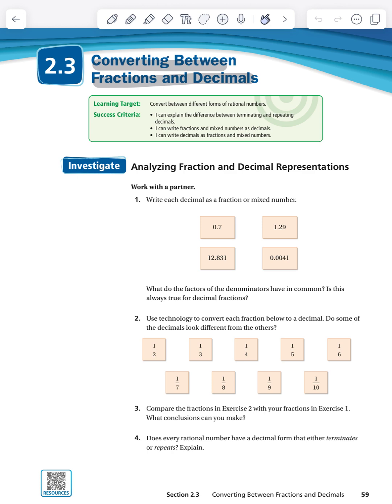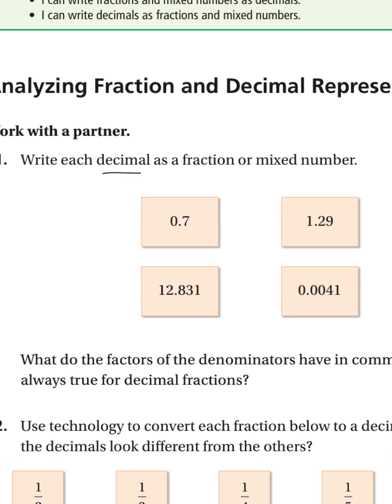Here we go. Number 1 says, write each decimal as a fraction or mixed number. When we write a decimal as a fraction, we have to think of the place value. So remember, the first digit is in the tenths. So if I have 0.1, that's 1 over 10. The second digit is in the hundredths. So if I had 0.12, that's actually 12 hundredths. And then the third digit is in the thousandths. So if I had 0.123, that's actually 123 over 1,000.